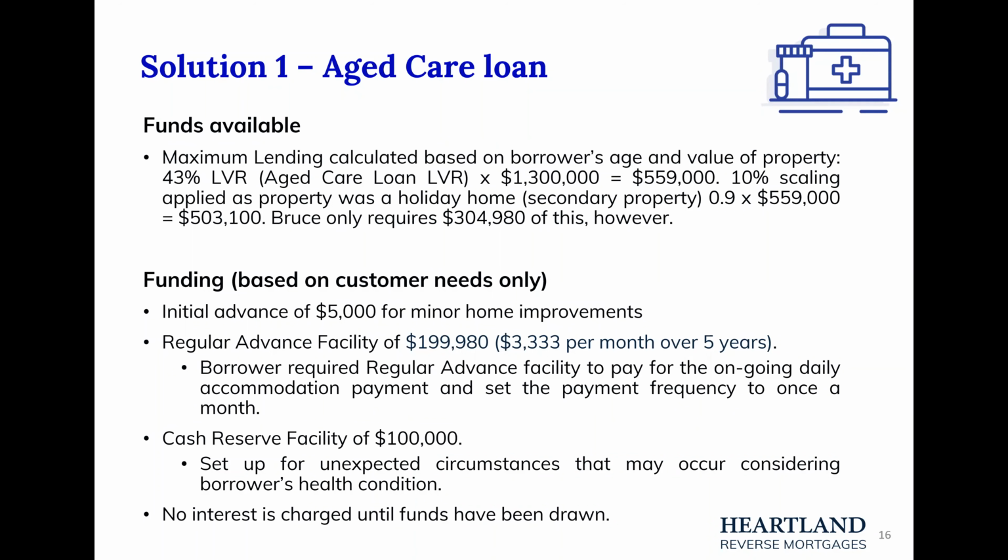And then there'll be a cash reserve facility set up of $100,000, which is set up for any unexpected circumstances that may occur considering the borrower's health condition. No interest is charged until the funds have been drawn. So that's important to note. For both the regular advance facility and the cash reserve facility, the interest is only accruing on what has been drawn.